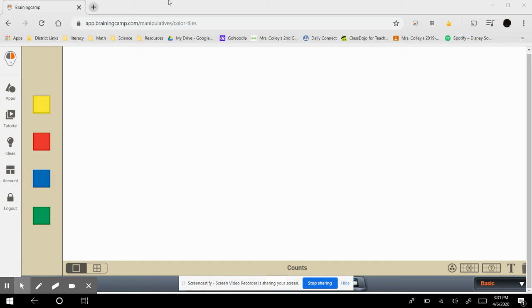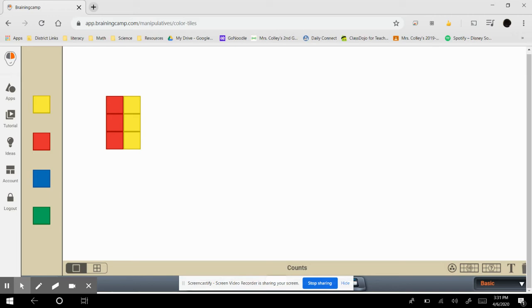The first one we're going to make, I'm going to use my colored tiles over here. I'm going to use red first. 1, 2, 3. Now, did I just make a row or a column? If you said column, you are correct. I have 1, 2, 3 in my one column. So I'm going to make another column with 3. 1, 2, 3. Now I have 2 columns with 3 in each column. I also have 3 rows with 2 in each row.